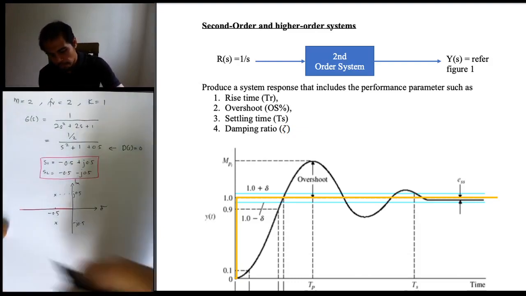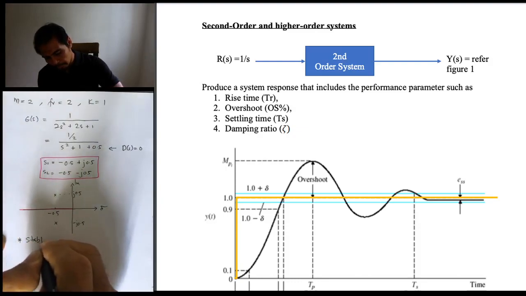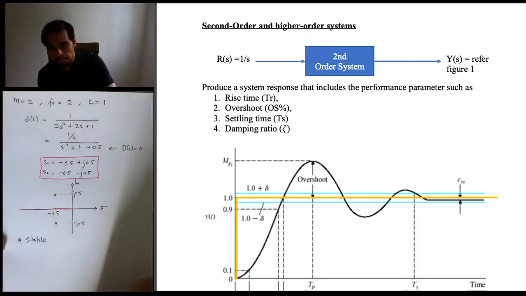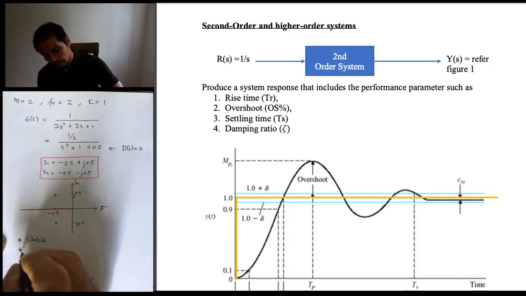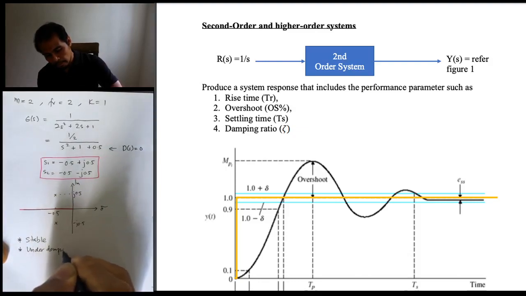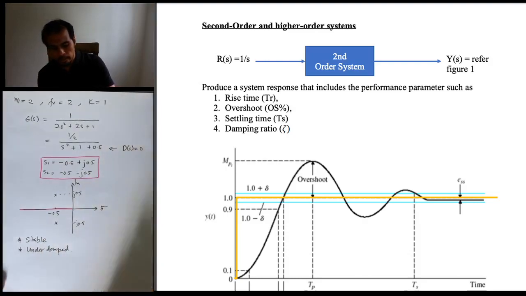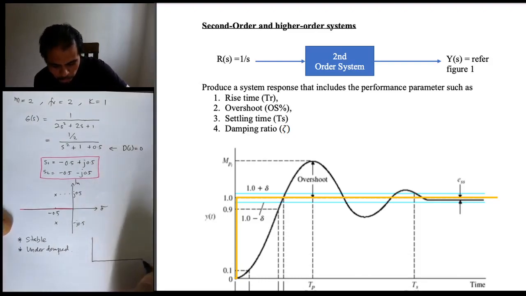So from here we can say, the first one, the system is stable, right? Because the roots are on the left hand plane. Number 2, the response is underdamped, right? Underdamped. So based on the underdamped system, we can sketch the response to be something like this.